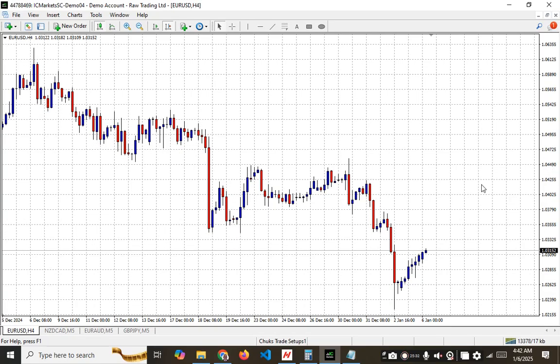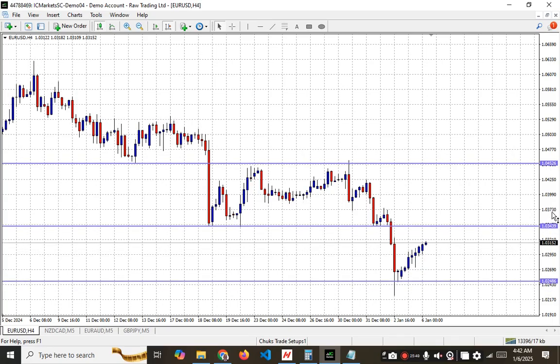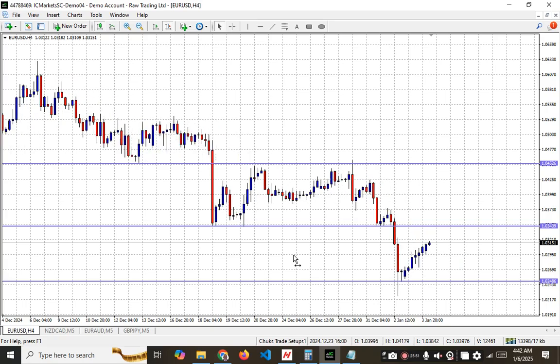All right. Yes. So we can identify some key levels, and these are the levels. Here. Here, guys. So these are our key levels for this trade.